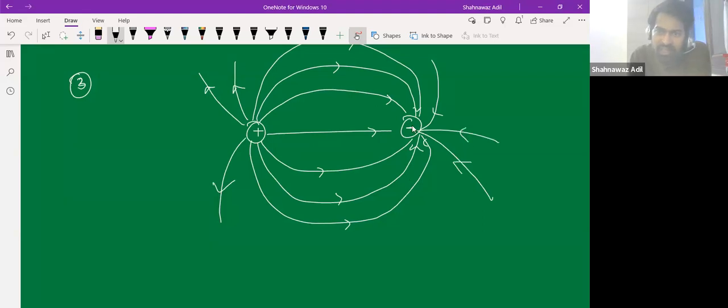So you guys can see that for negative charges, all the electric field lines are coming inwards, and for positive charges, all the electric field lines are going out, right? Yes, sir. So this is due to the positive and negative charge.